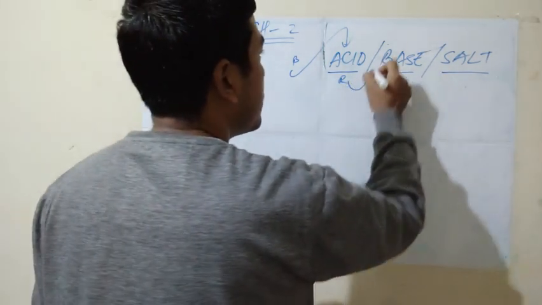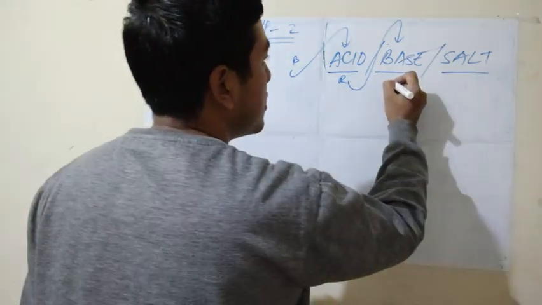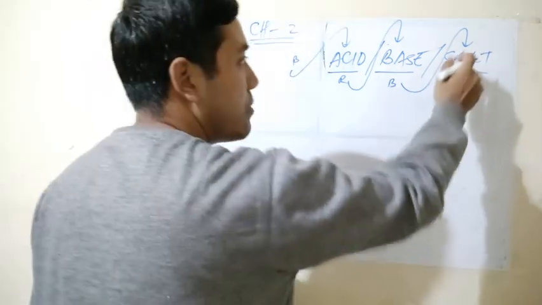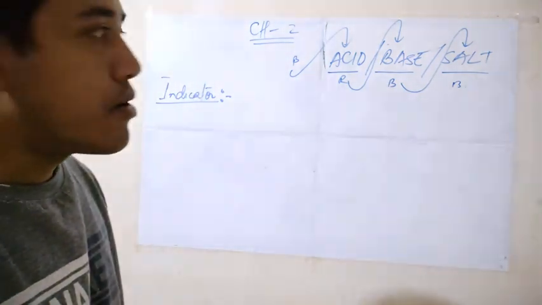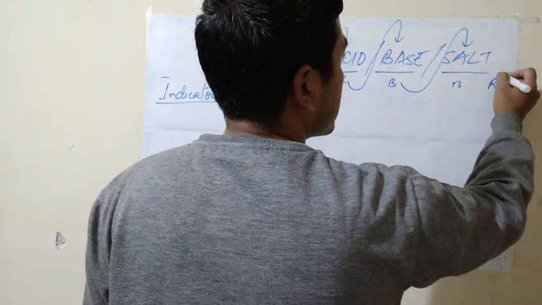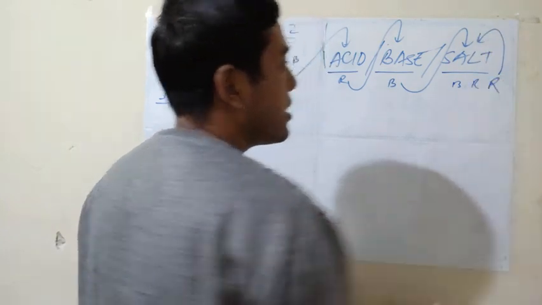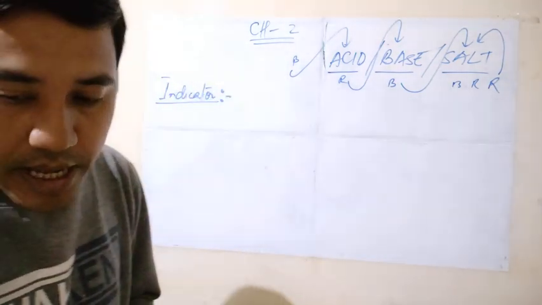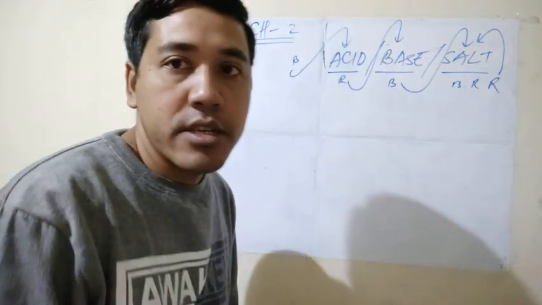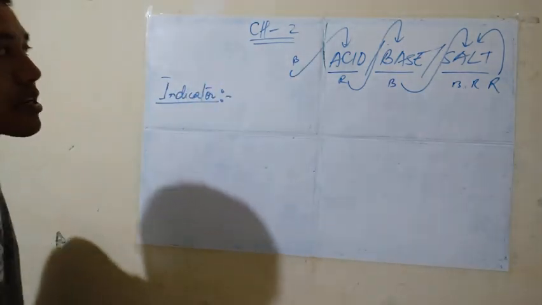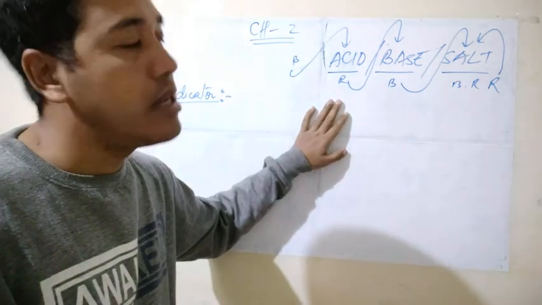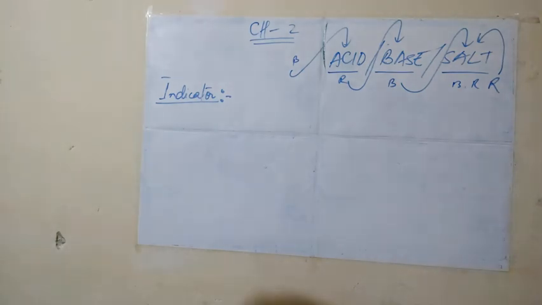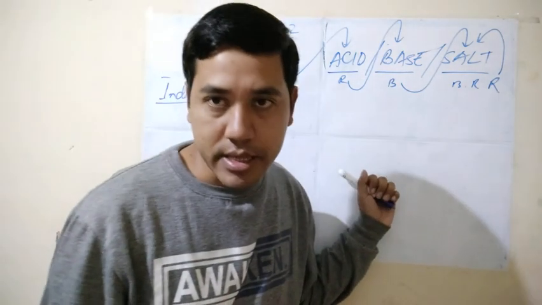And the red litmus paper, when put inside a base, will turn blue. The blue put inside a salt will stay blue. It cannot change the color of the indicator. Or if we put the red litmus inside the salt, it will also stay red. That means it cannot change the color of the litmus paper, right? That means in an acid solution, if we put any kind of indicator, the color of this indicator will be changed, right? And the same thing in the base also, the color will be changed. But in the salt, the color of this indicator will not be changed, right?